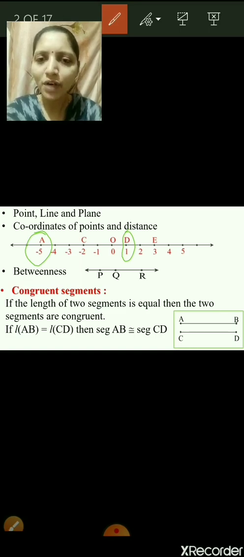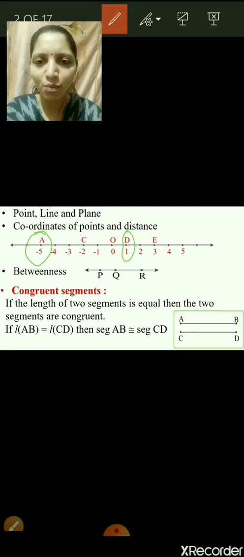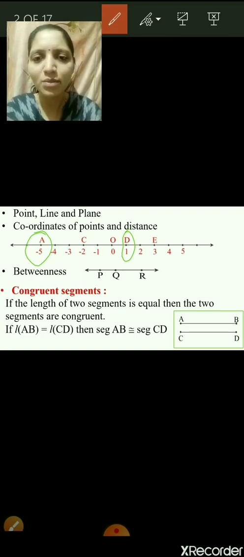Now how to find the distance between any two points on the number line? For that, consider any two points. Let's say point A and point D, and you have to find the distance between these 2 points. Then you have to find the coordinate of these 2 points, and then subtract the smaller coordinate from the bigger coordinate. Now here -5 is smaller than 1. Then you have to subtract -5 from 1, and whatever answer you get, that is the distance between point A and D.